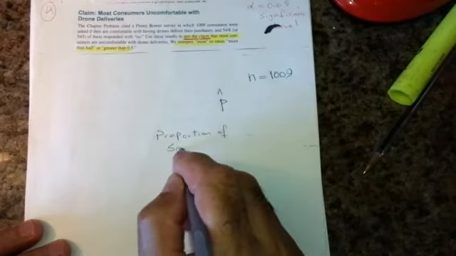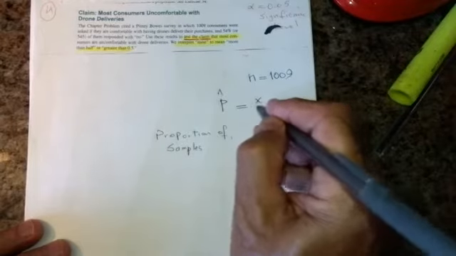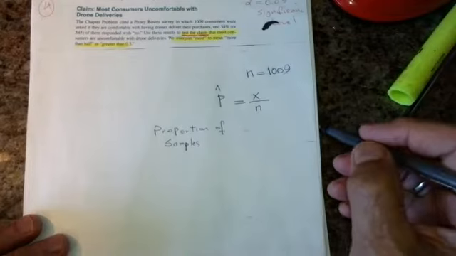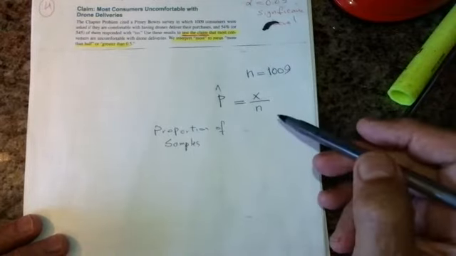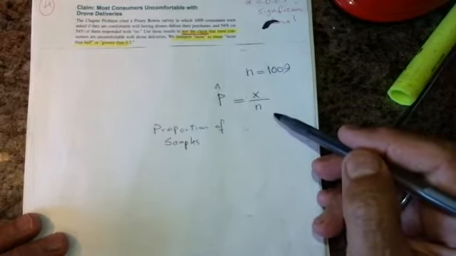The proportion of the samples is P hat, which is X over N. Let's say that you collect 100 bottles and 30 of them are not good. So what's the proportion of defective? 30 over 100, that's what P hat means.